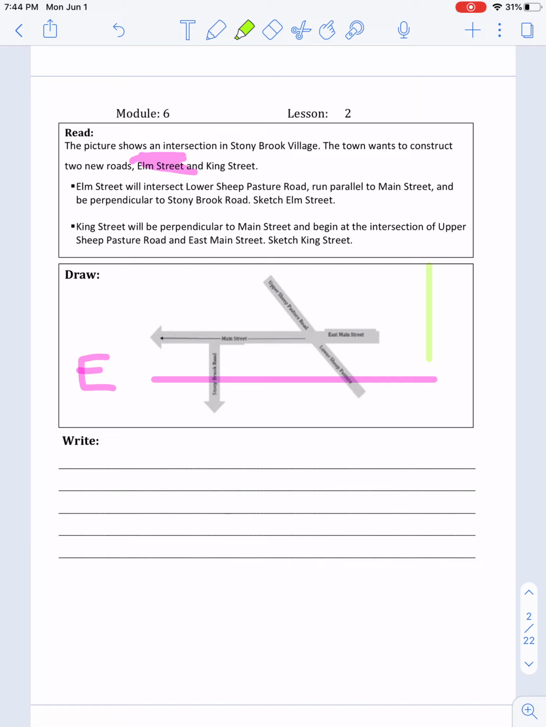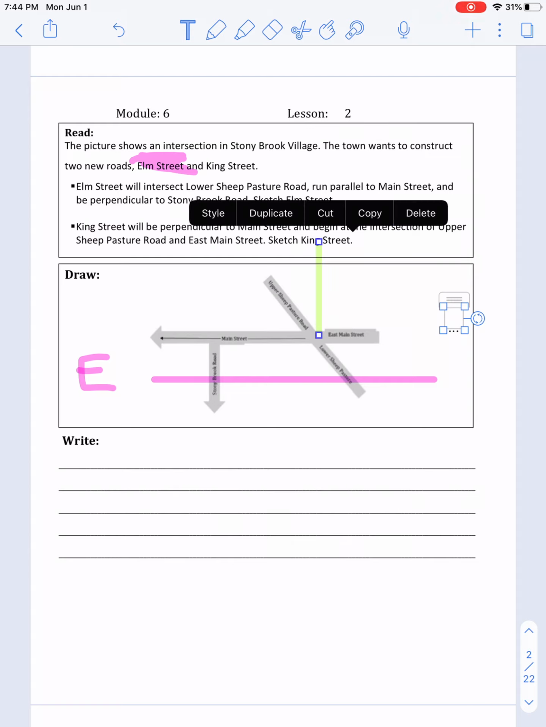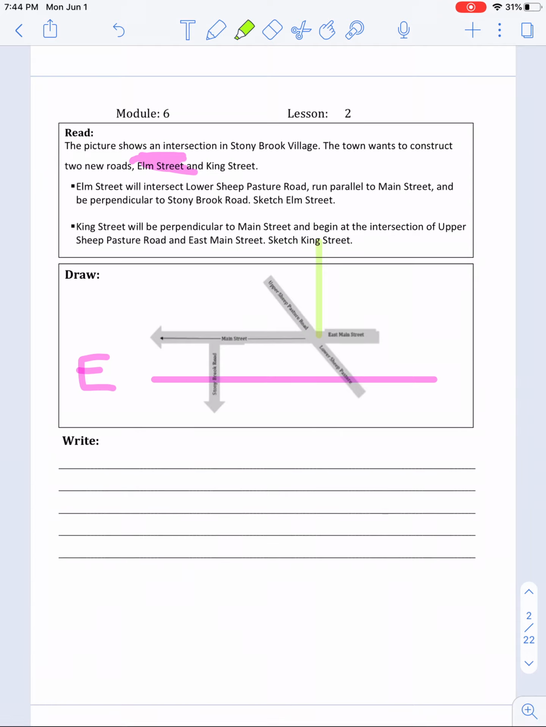So King Street will be perpendicular to Main Street and begin at the intersection of Upper Sheep Pasture Road and East Main Street. So we're going to move this because it's going to start at the intersection of these 2 roads, Upper Sheep Pasture and East Main. So the green line is going to be King Street. So I'm labeling it with a K for King Street.